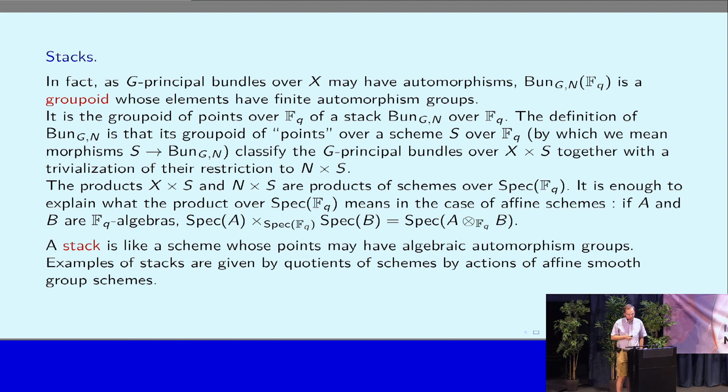And so Bun_G is a stack over F_q so that its groupoid of points over a scheme S over F_q classifies the G-principal bundles over X times S together with a trivialization of the restriction to N times S. So the products are products of schemes over Spec F_q. Since it's enough to explain this notion for affine schemes, if A and B are F_q-algebras, the product of Spec A and Spec B is the Spec of the tensor product.